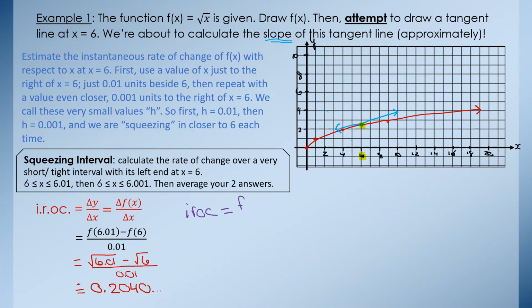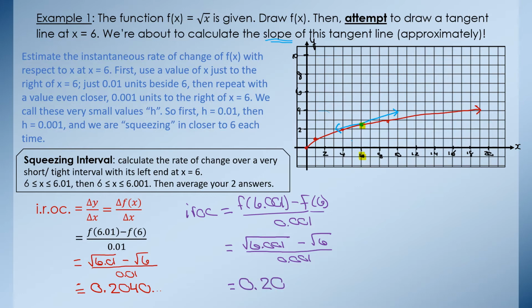So this time we'll find where our function is at 6.001 and subtract f at 6, and then our denominator will be 0.001. So subbing in to our function, that just means we're looking for the square root of 6.001, subtract the square root of 6, all over 0.001. And that gives us a very similar number to what we had in red there: 0.204, and then a 1 after that and some other numbers.